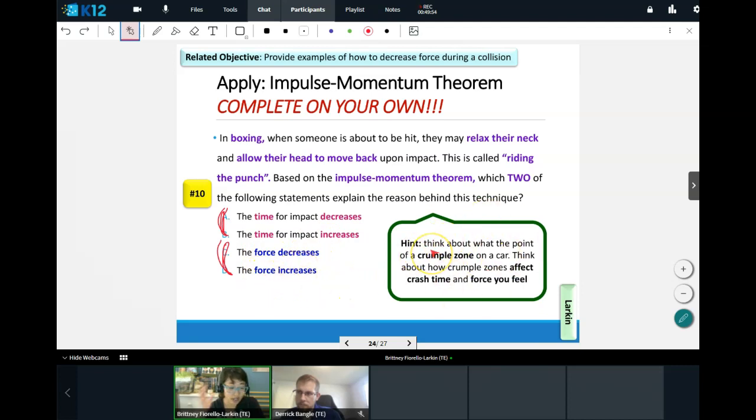If you're having a hard time thinking about what's happening, again, think about the crumple zone on a car. What's the purpose of a crumple zone? How does it affect crash time? Does it increase or decrease the time for the crash to be completed? And what happens to force? Does it increase or decrease the force, the pain that you feel? All right, this is number 10. Go ahead and take 45 seconds to work on that and then raise your hands.